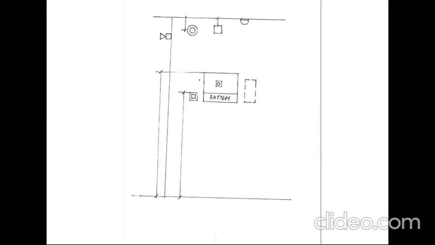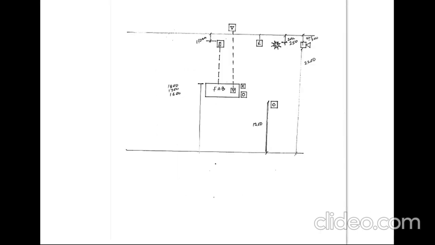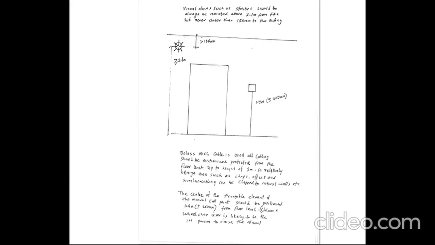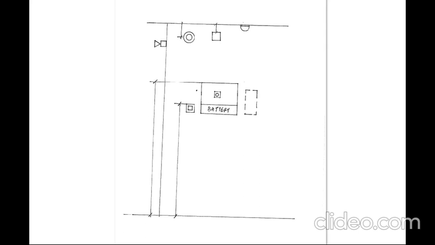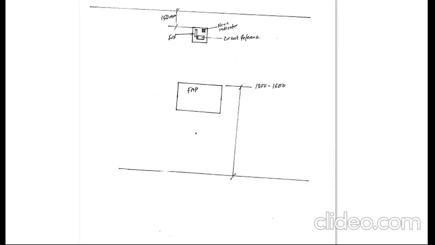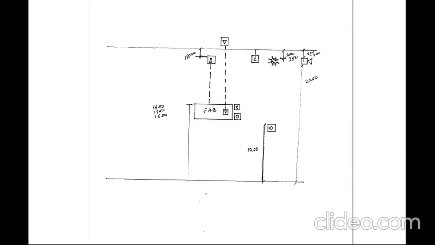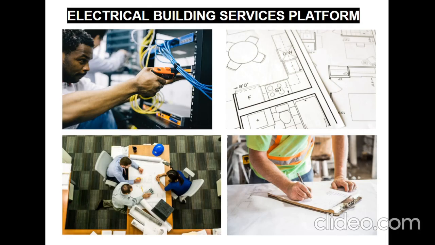The L4 is escape routes only. The L3 is escape routes and rooms leading into escape routes. The L2 is escape routes, rooms leading into escape routes, plus high risk areas. And then the L1 is every room in the building. So first of all, you need to know what the environment is, and what the category is.